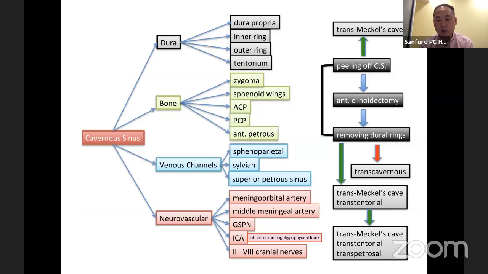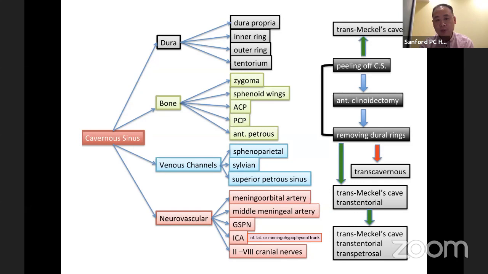When I came back to Taipei, I followed Dr. Krish's principles. I learned a lot of concepts from him. When I came back in Taipei, I summarized some concepts of cavernous sinus surgery and technique based on the anatomy. As Vicente has introduced, with the cavernous sinus anatomy, you can become familiar with the dura structures, the bony structures, the venous channels, and neurovascular structures. Each anatomy actually has a very important role.